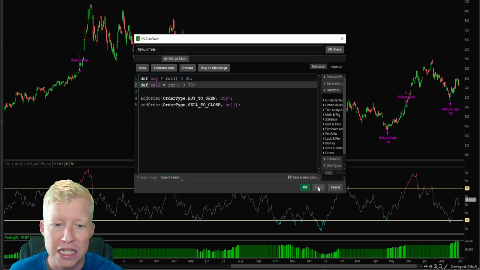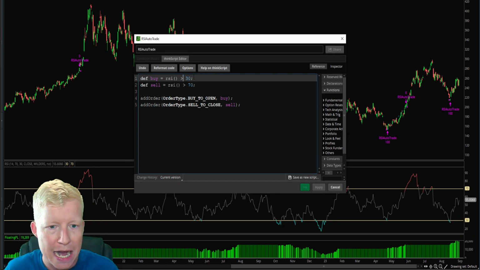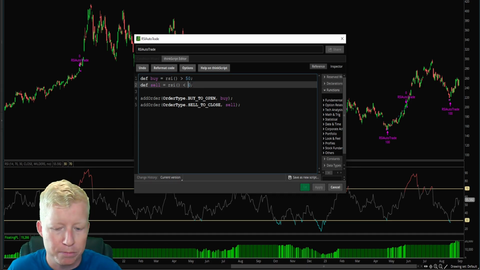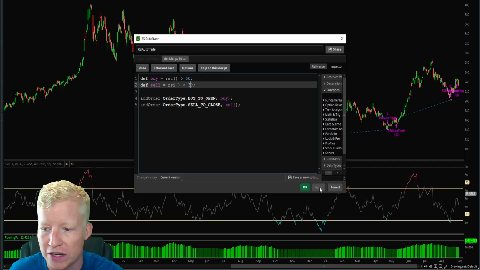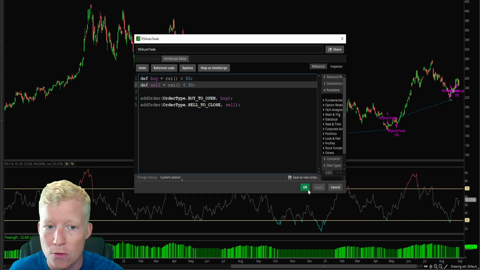So let's actually leave it at 30 and at 70 for right now. And then what if I do this? What if I define a buy over 50 and I sell when an RSI goes below 30? Let's try a little bit more of a continuation strategy. Oh, that strategy works very well too.